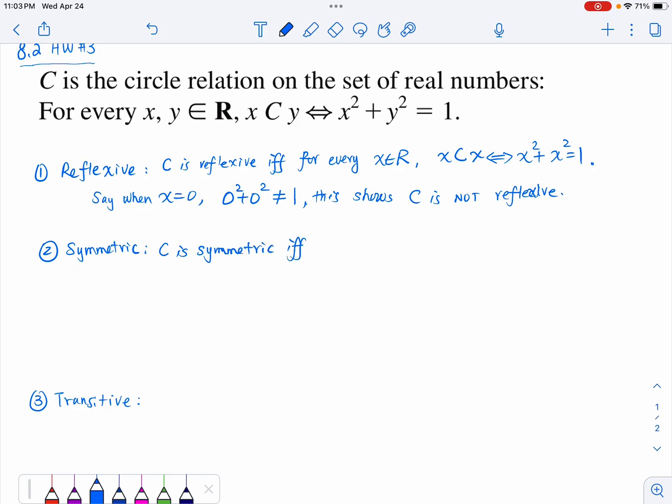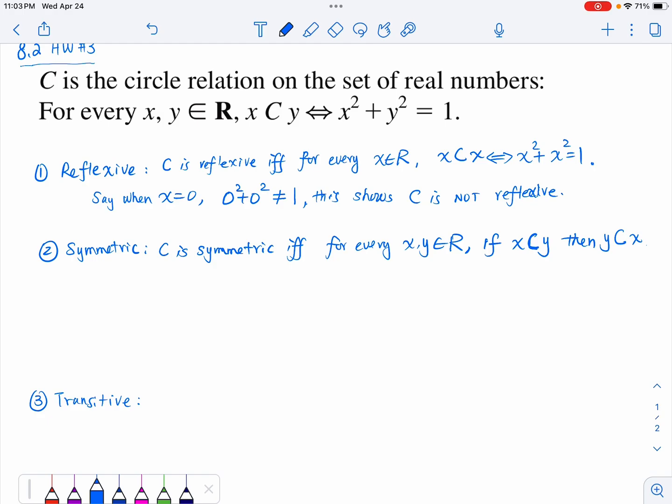if and only if, for every x, y in R, if x C y, that means (x, y) belongs to this relation, then y C x. So that's it. This is an if-then statement, a conditional statement. So let's assume this is true. We want to show this is true. If you show that, that means C is symmetric.